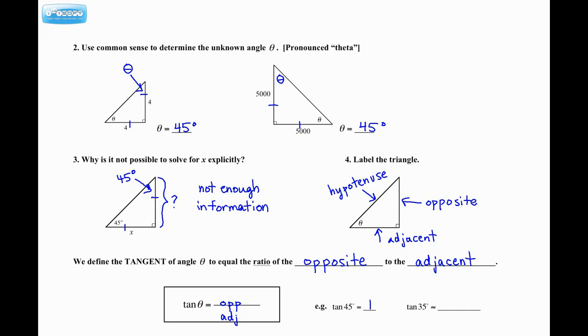Okay? Well, guess what? Your calculator actually knows that as well. So take out your calculator, hit the tan button, and then type in the number 45, hit the equals button, and it should give you the number 1. Okay? If it does not give you the number 1, most likely your calculator is in the wrong mode. So for this entire chapter, your calculator should be in degree mode.